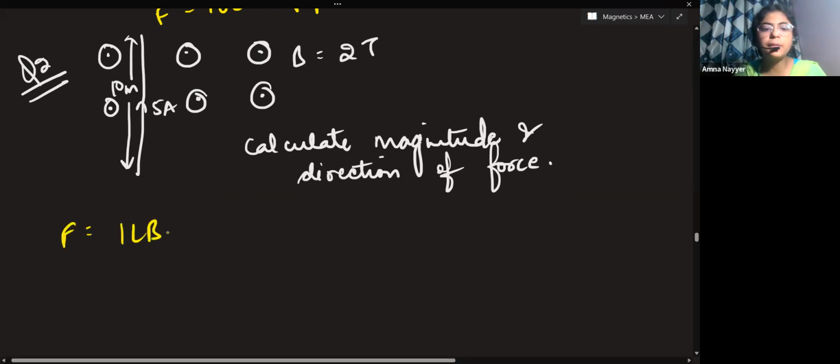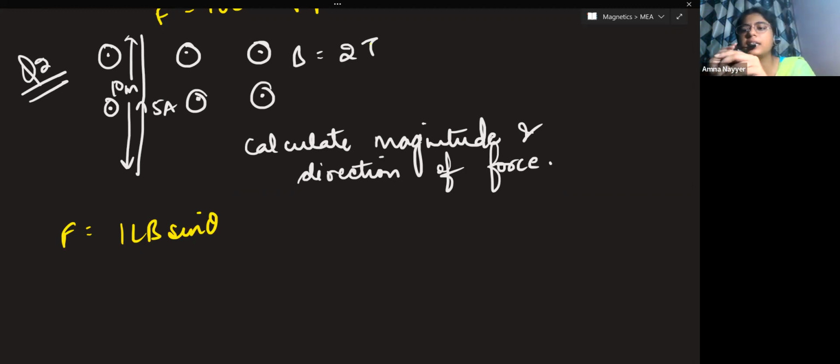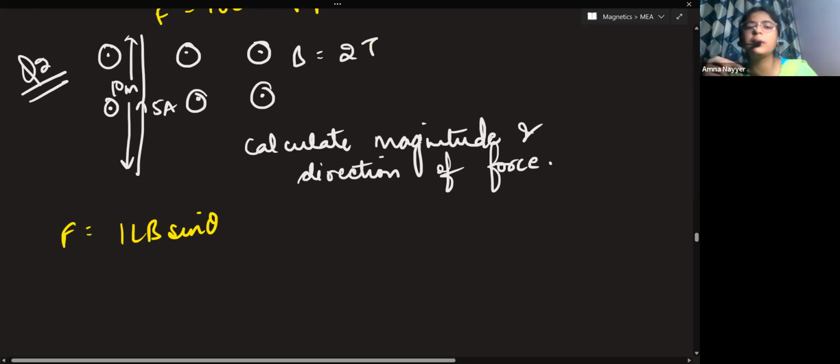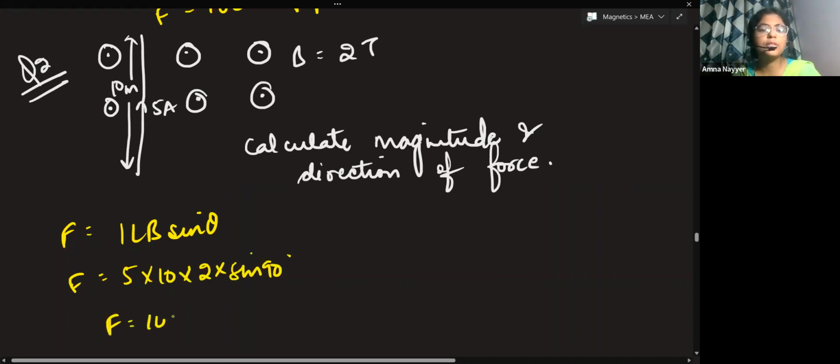See, F = ILB sin theta is there. Theta is what? The magnetic field is pointing outwards. This dot symbol symbolizes what? That the magnetic field is outwards. It's pointing towards me like this, and the conductor is placed like this. So again, the angle made between them is 90 degrees. So force will be 5 into 10 into 2 multiplied by sin 90 degrees. So force will be 100 Newton.